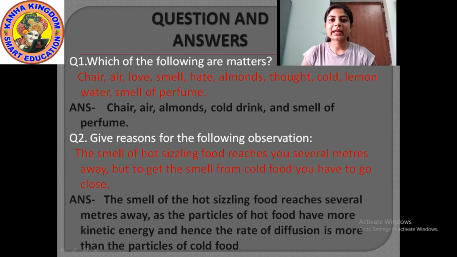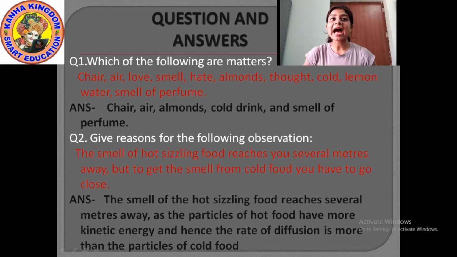So students, let's begin with the question and answers. Our first question is question number 1. Which of the following are matters? I repeat, which of the following are matters? The options are chair, air, love, smell, hate, almonds, thought, cold drink, lemon, water, smell of perfume. So these are some words and you have to pick out which of the following are matter.